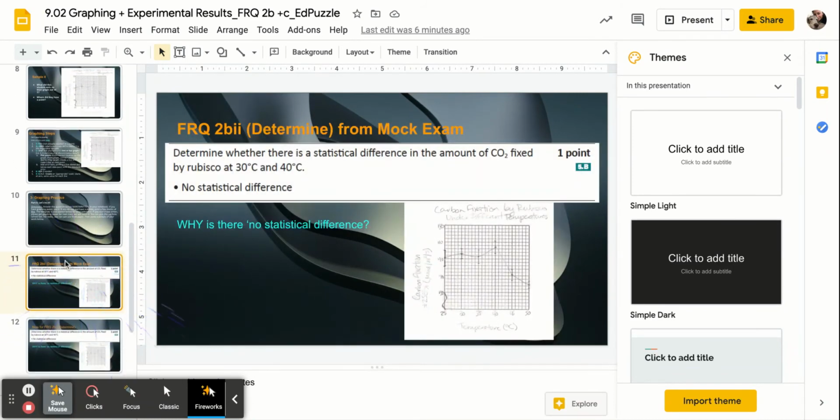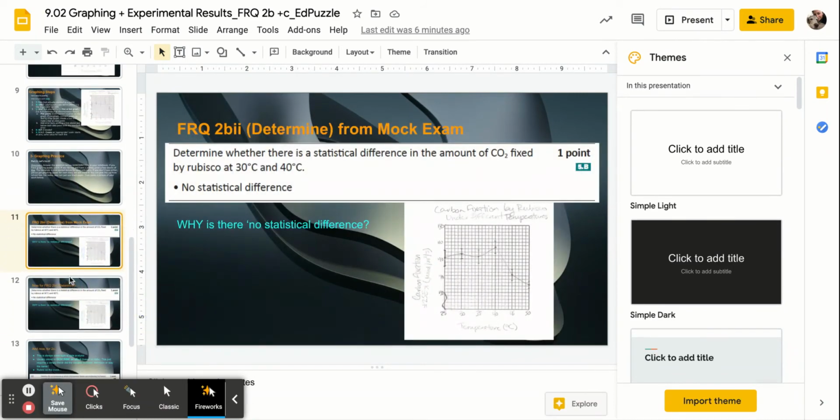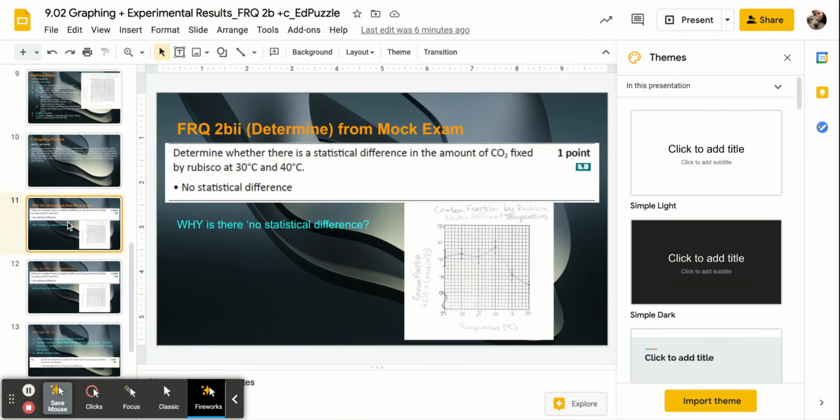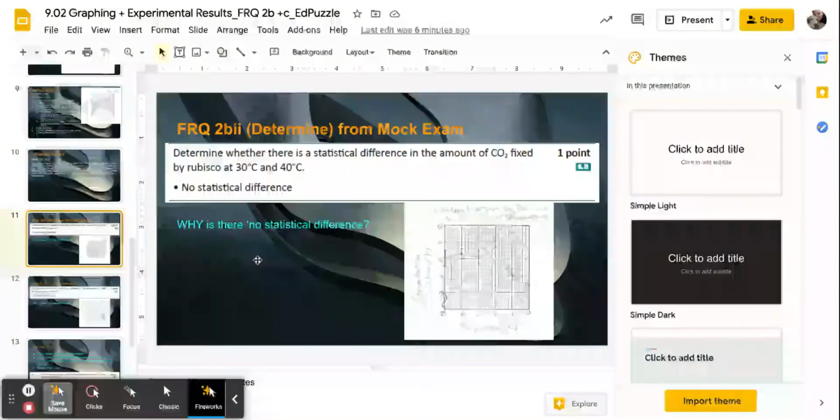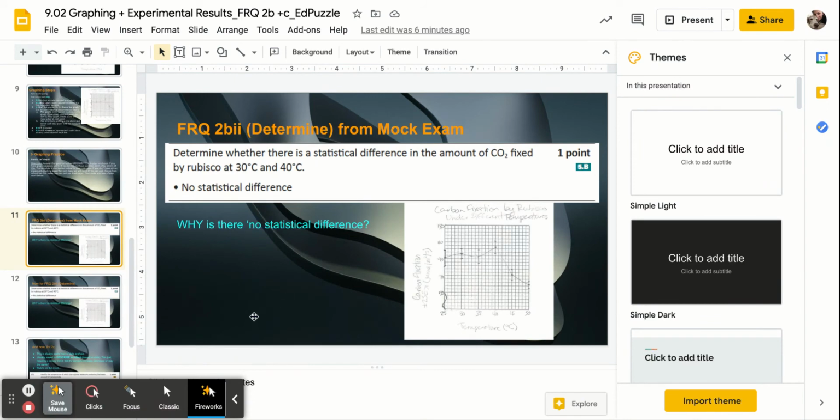Okay, great. And then next, we are going to talk really quickly about the other part of the mock exam that we're going to look at today. 2B2 is kind of what it's called, but this is the second part of 2B, which asks you to determine whether there is a statistical difference or not between two groups, in the dependent variable, so the amount of carbon dioxide fixed by Rubisco. And they specifically say between 30 and 40.